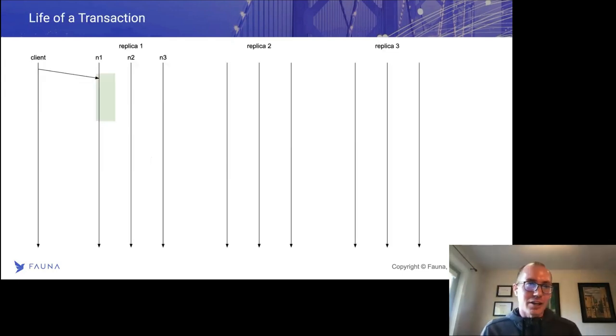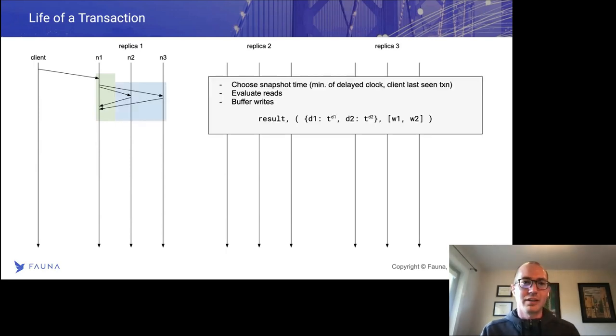Anyways, all right. So, the life of a transaction. Consider your typical three-replica, three-partition cluster. A client comes in and sends a query request to a random node in a random replica. This happens to be our number one. So this node in this replica is going to adopt the coordinator role for this request.